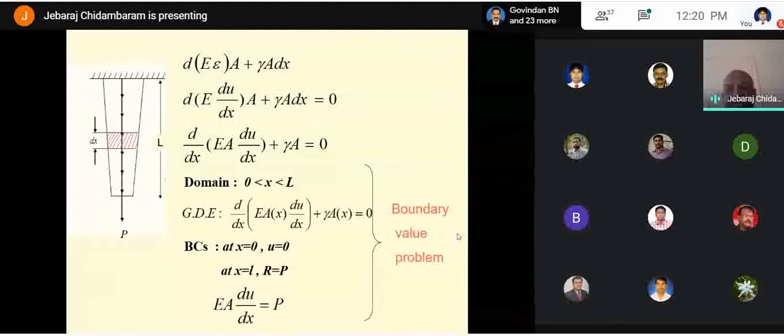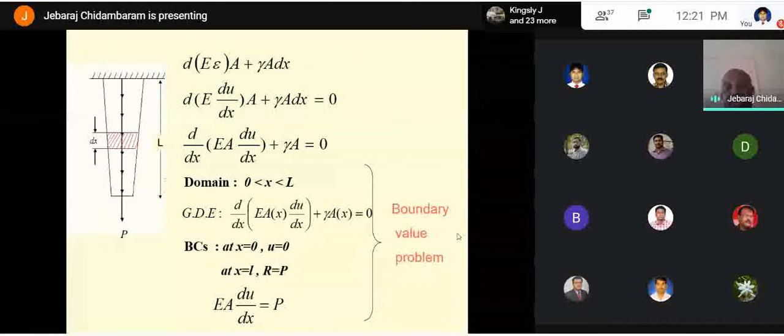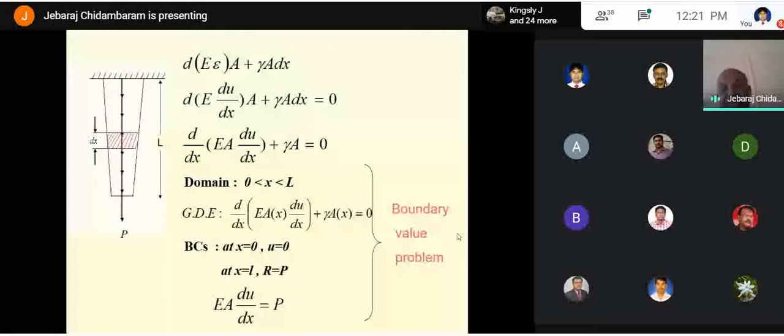And the next one, very important. What is it? It is fixed. So this physical problem, representing the equilibrium by the governing equation, has a specific condition called the boundary condition. What is the boundary condition? At x equal to 0, it is fixed, u is equal to 0.